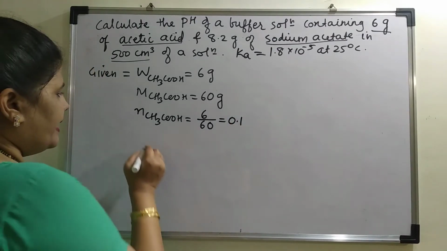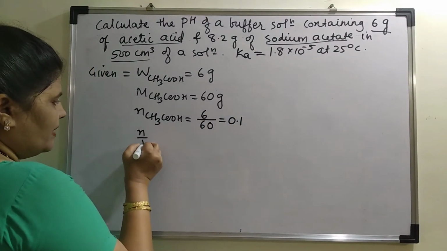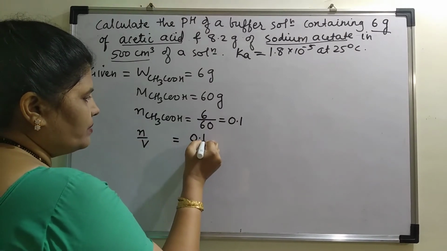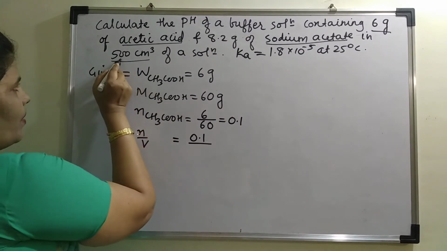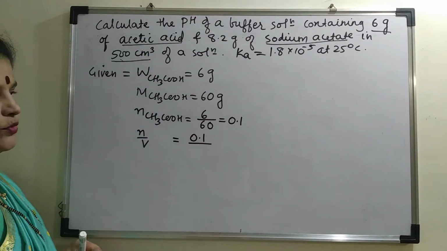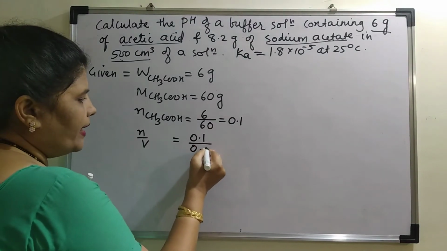Right, student? Next, I want n by v, or the active mass. So that will be equal to 0.1 upon, now this is the volume which is given in cm cube. I need to convert that to dm cube. So how much it will become? 0.5.